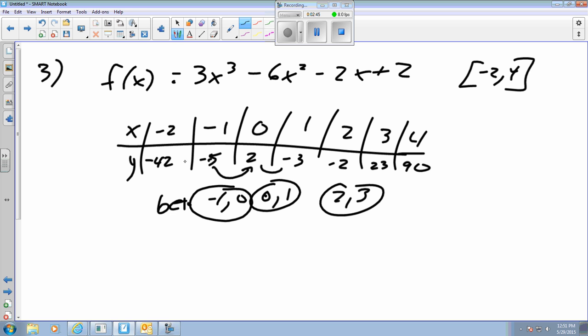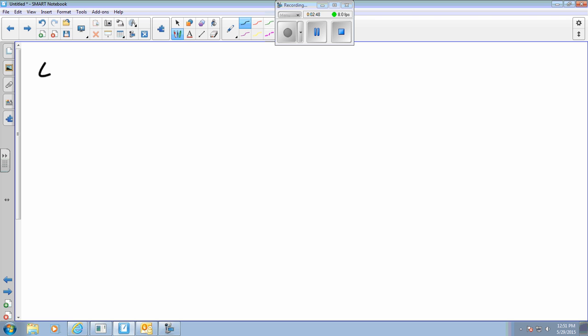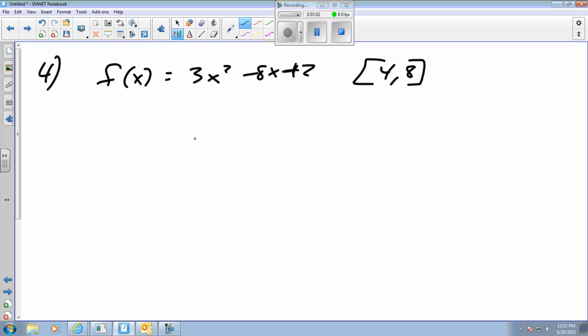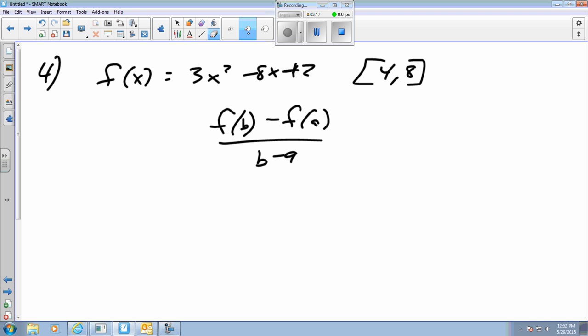Number 4 says find the average rate of change. Let's do a rate of change question. They give us the function as f of x equals 3x squared minus 8x plus 2, and we want to find the rate of change on the interval from 4 to 8. If you remember, the formula for that is f of b minus f of a all over b minus a. So let's plug in some values. So I'm going to put f of 8 minus f of 4 all over 8 minus 4.